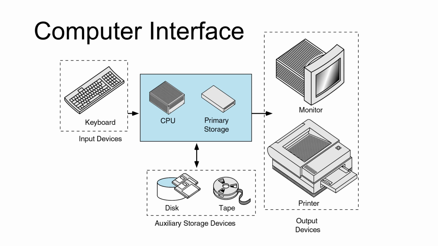And if you print whatever you get on the monitor screen, that is the printer. You also need some devices to store the data. For that you use the auxiliary storage devices, which are nothing but the disk and tape.